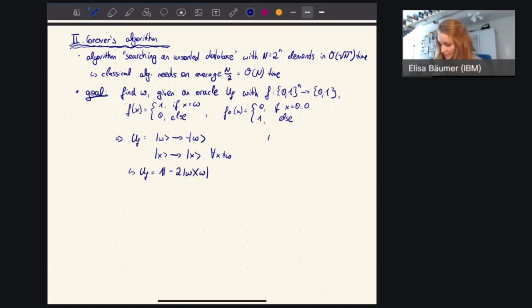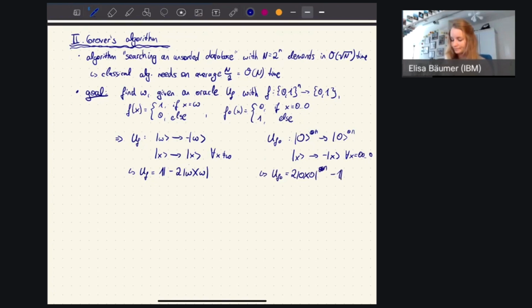And now analogously, we can do it for UF0. Here we want that the state 0 to the power n stays as 0 to the power n, because there we get the phase 0, while any other state actually gets the minus sign in this case, with all x that are not the 0 state. And in this case, UF0 can be written analogously as 2 times that state 0 minus identity.